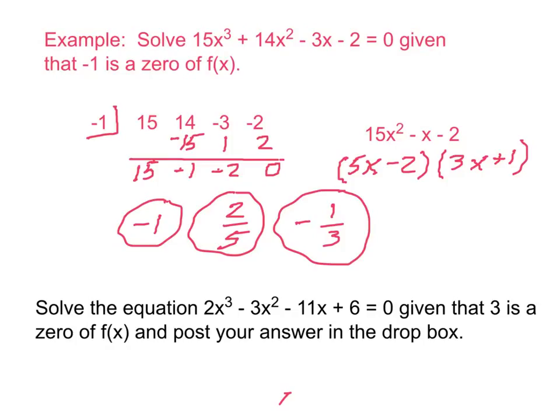All right, finally, I'd like you to solve the equation 2x cubed minus 3x squared minus 11x plus 6 equals 0, given that 3 is a 0 of the function, and post your answer in the drop box.